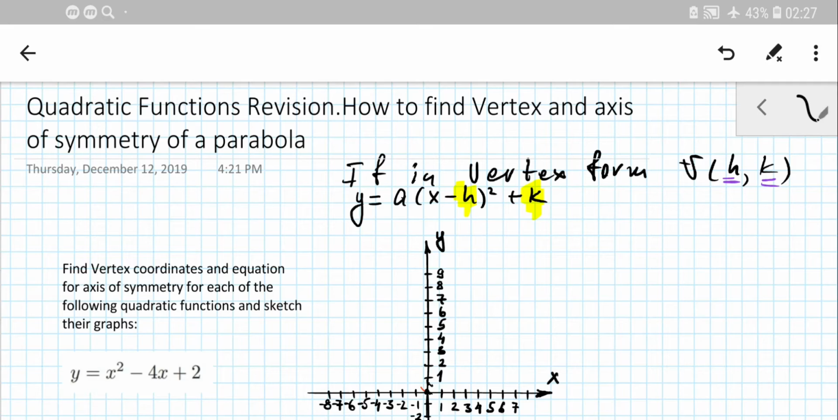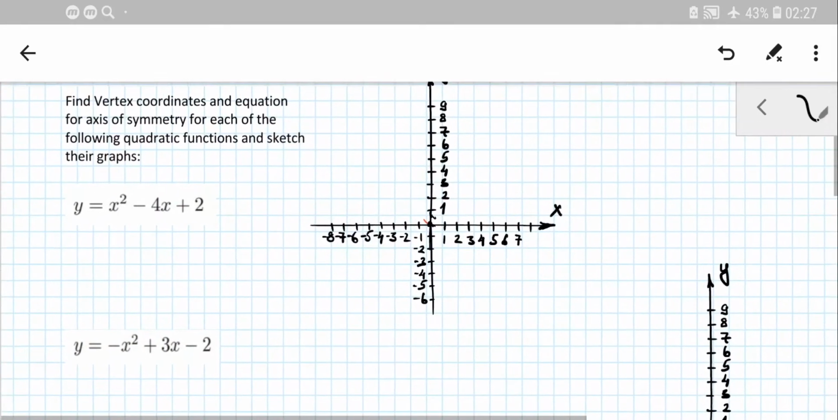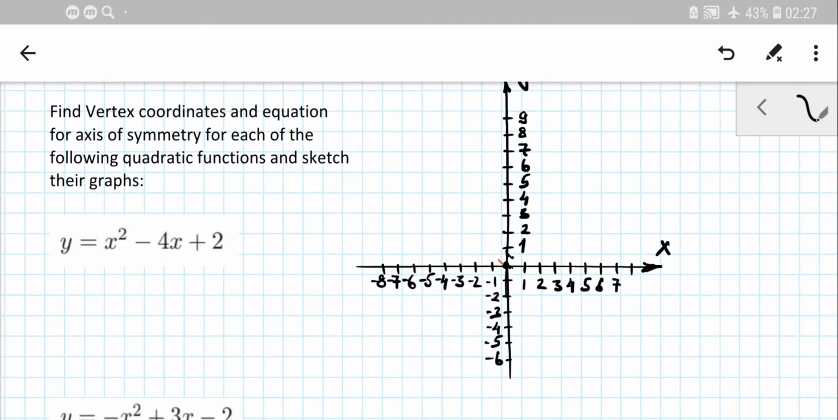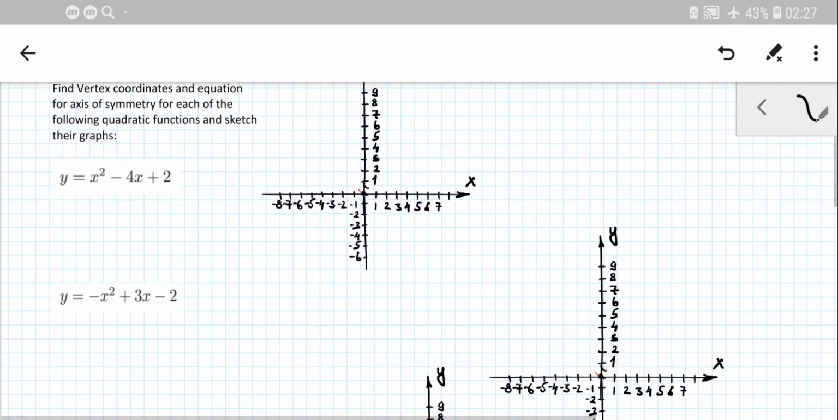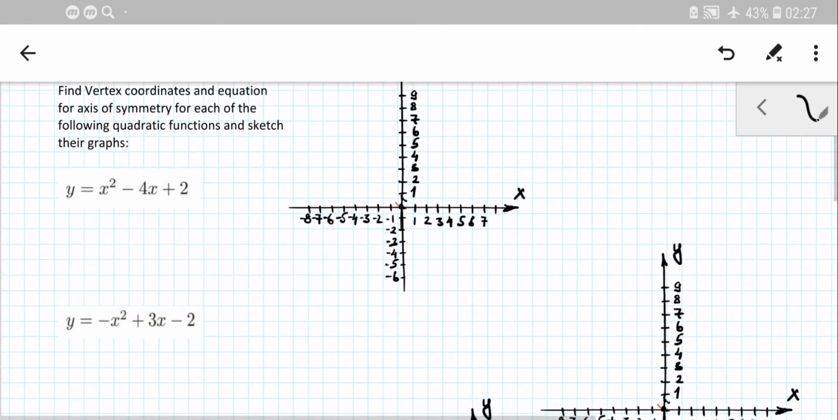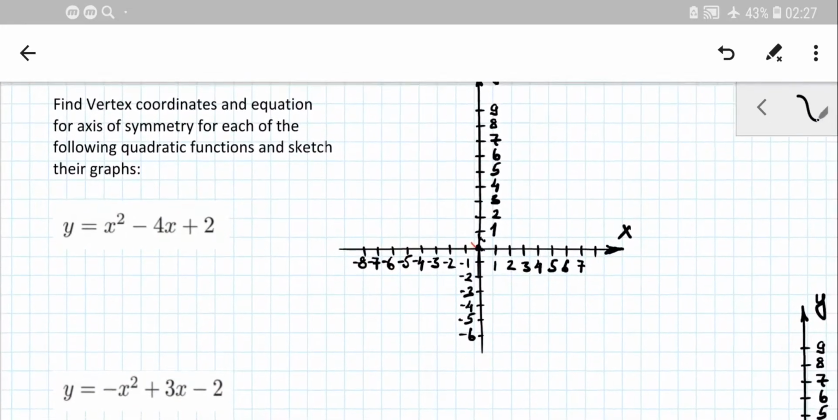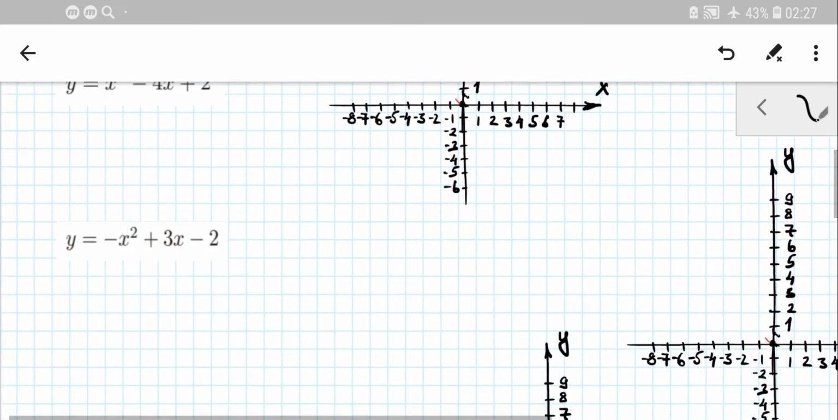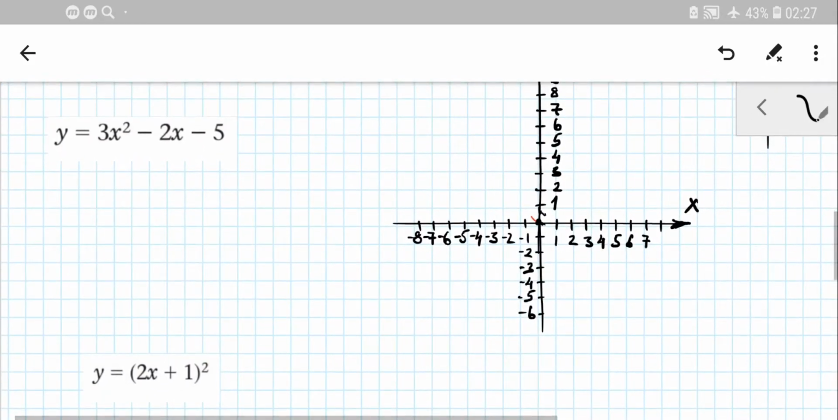Here we consider the following revision questions and problems. Find the vertex coordinates and the equation for the axis of symmetry for each of the following quadratic functions, and then sketch their graphs. So pause the video and try to do it on your own. That's the first two functions given here, and that's the rest.